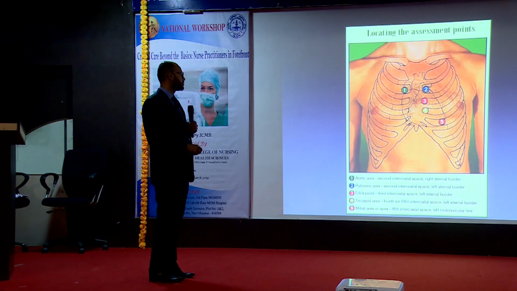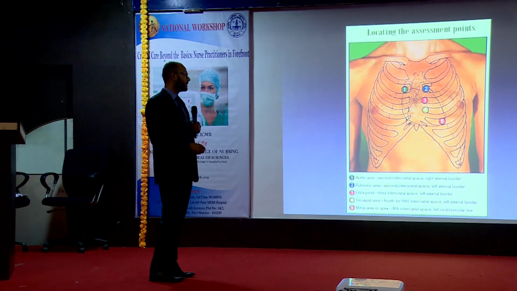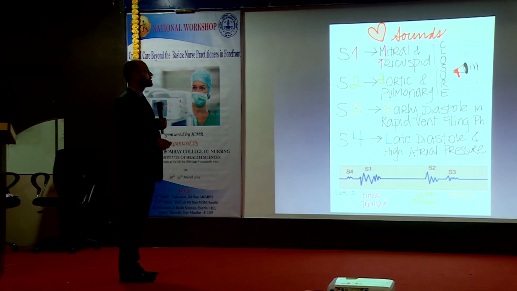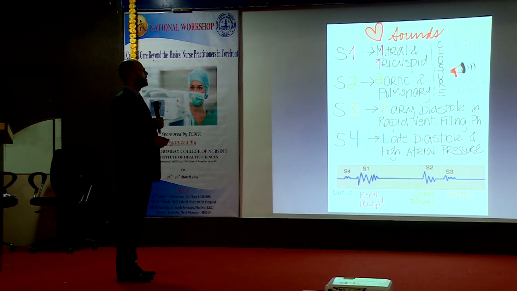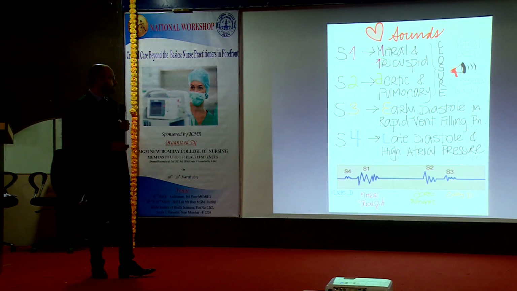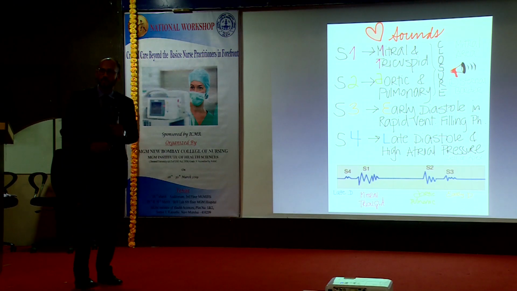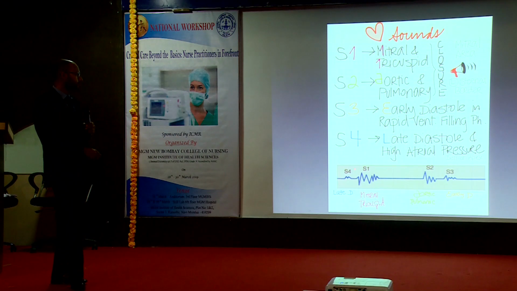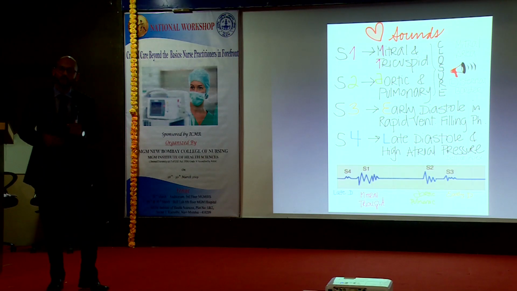And lastly is the mitral area, the fifth. S1 is when the mitral and tricuspid valves close, heard in the mitral area and the tricuspid area. S2 is when the aortic and pulmonary valves close, heard at the left sternal border. Then S3 is the early diastole. If you see your S1 and S2, this is the systole, and when the diastole starts, S3 is when the ventricle starts filling rapidly.